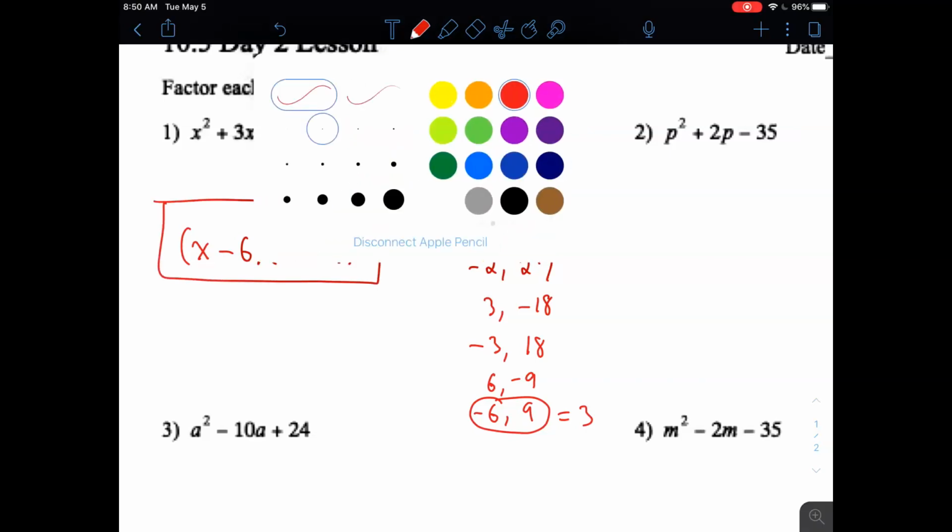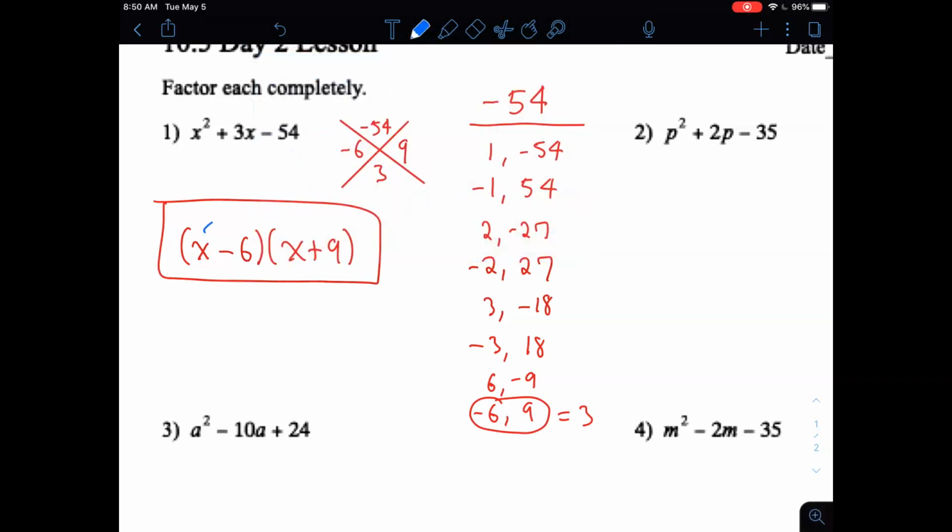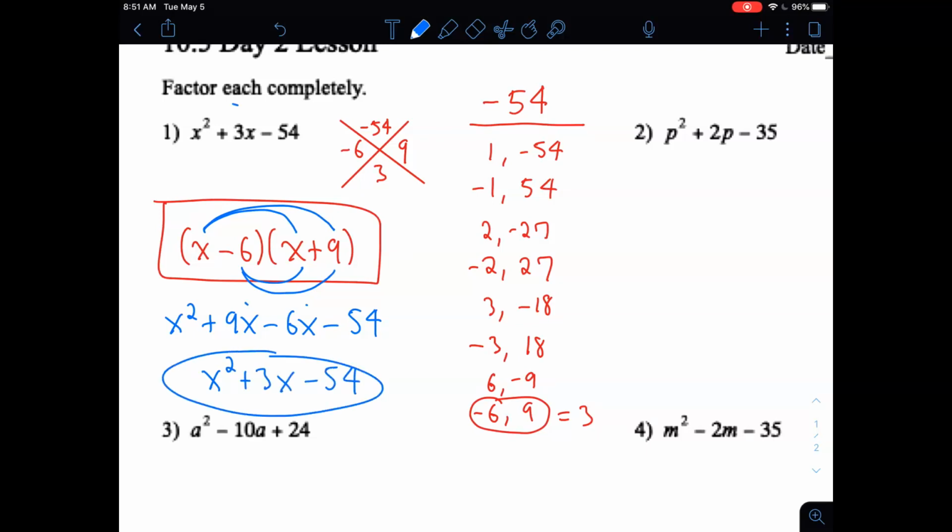And for your reference, the reason why we're doing this is, if you FOIL this, I'm going to just FOIL this really quick. X times x is x squared. X times 9 is positive 9x. Negative 6 times x is negative 6x. And negative 6 times 9 is negative 54. And then these combine, they're like terms. You get x squared plus 3x minus 54. See how we got the same thing here as we did originally?